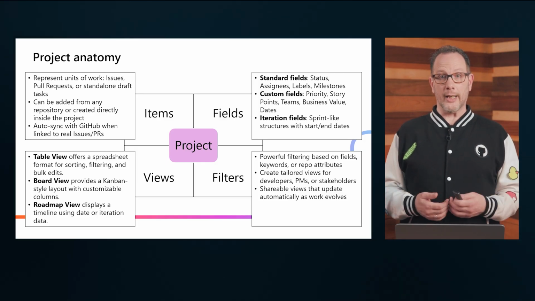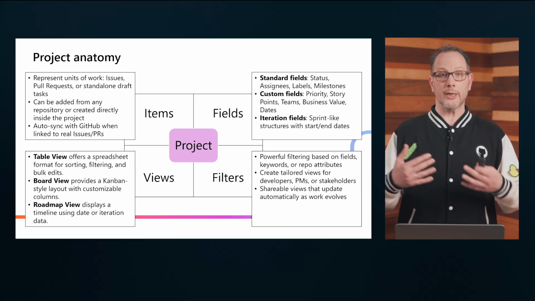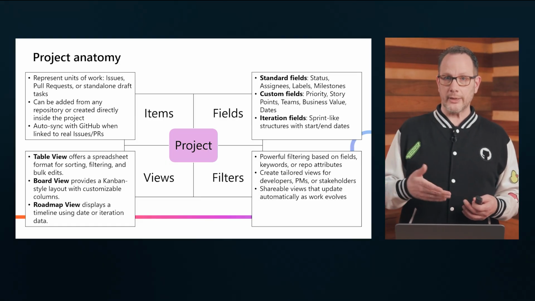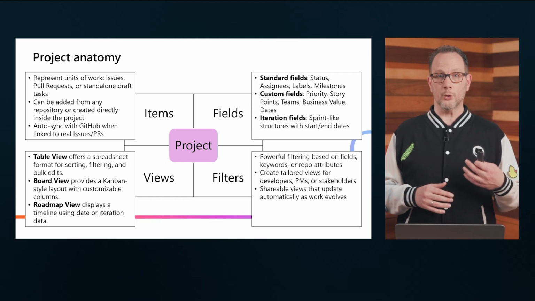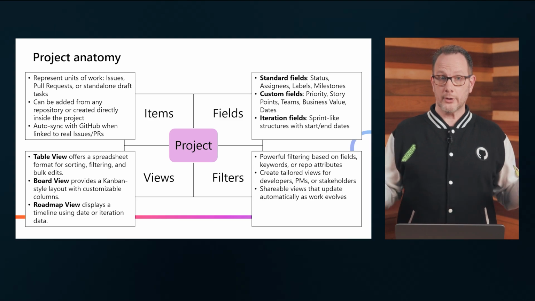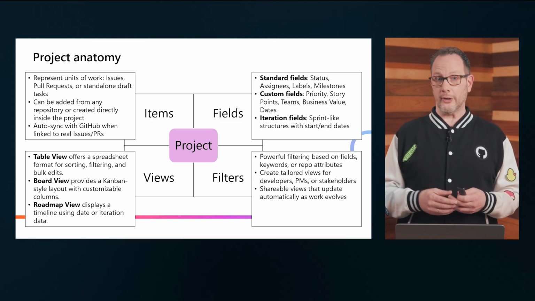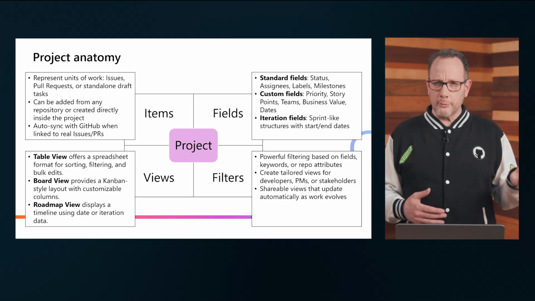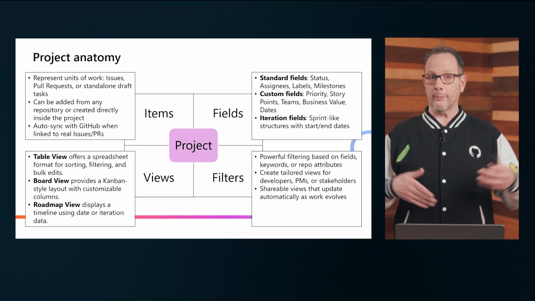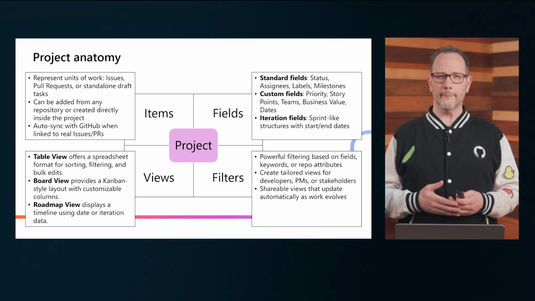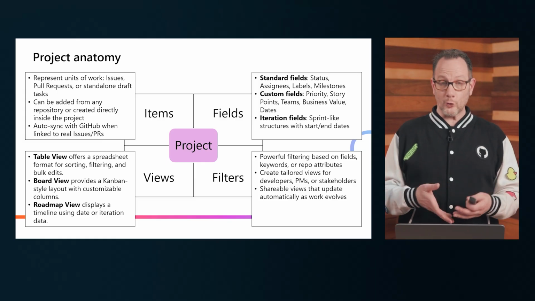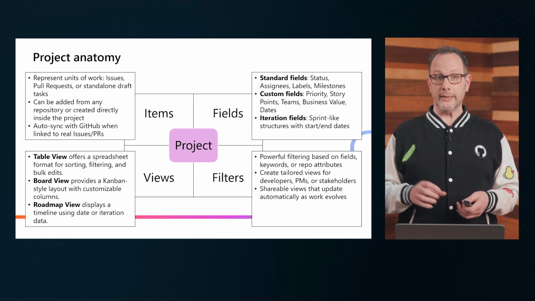To help you manage these items, Projects gives you both standard as well as customizable fields. Things like, for example, status, sizes, story points, business value, or custom labels your team relies on. You can use these to create views that are tailored to specific audiences. Maybe a table view for triaging, maybe a board for day-to-day development, or maybe a roadmap that shows different phases over time. Filters then help you narrow things down so you're always seeing only what's relevant, keeping your space clean and digestible.